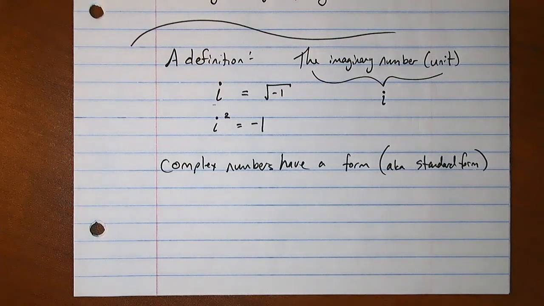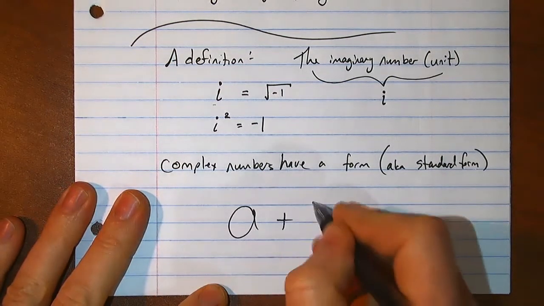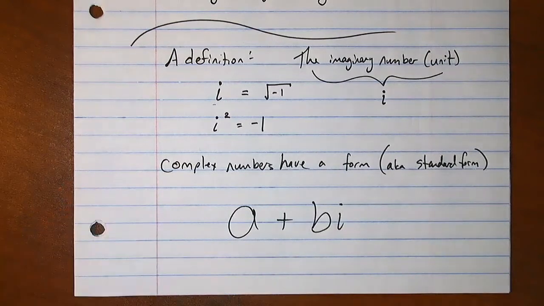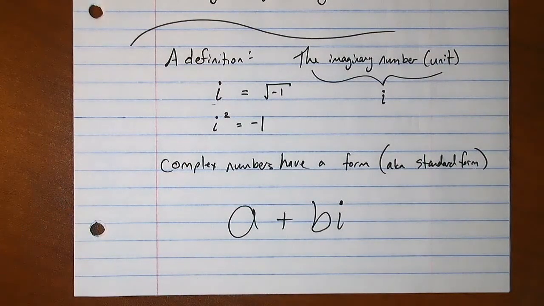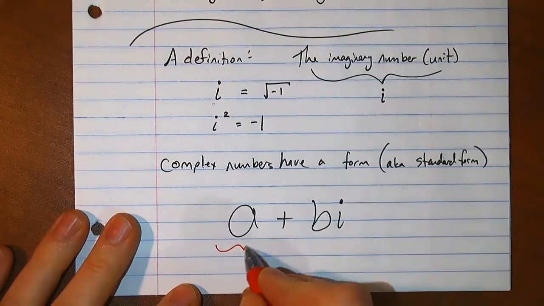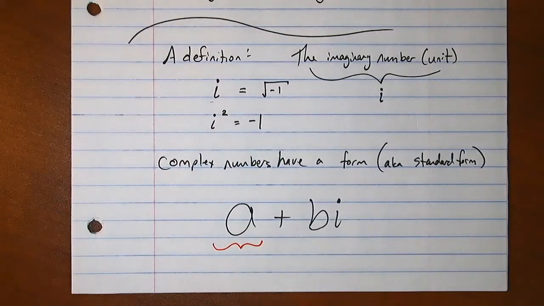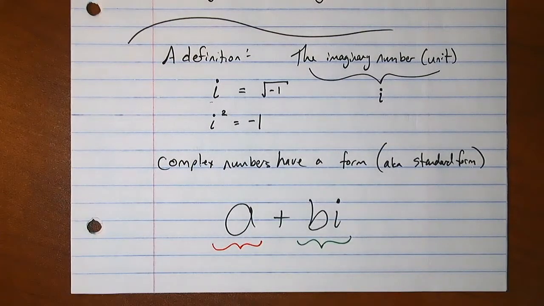All right. So here is the form that they take. A plus Bi. This is the form that they take, A plus Bi. And so one of our learning objectives is to know what a complex number is, to recognize it when you see it, and to know its parts. This is the form that complex numbers take. And you can see that there's basically two parts here. There's the A part and there's the B part, and they're separated by a plus sign.